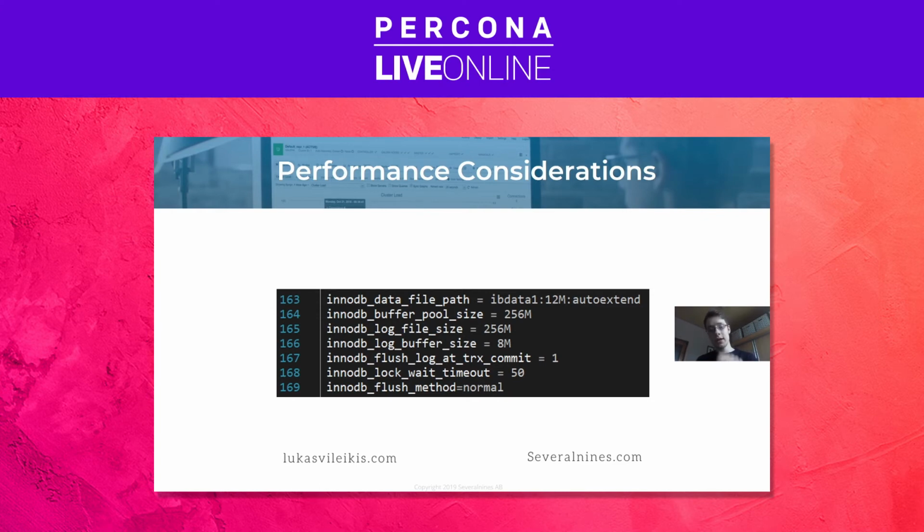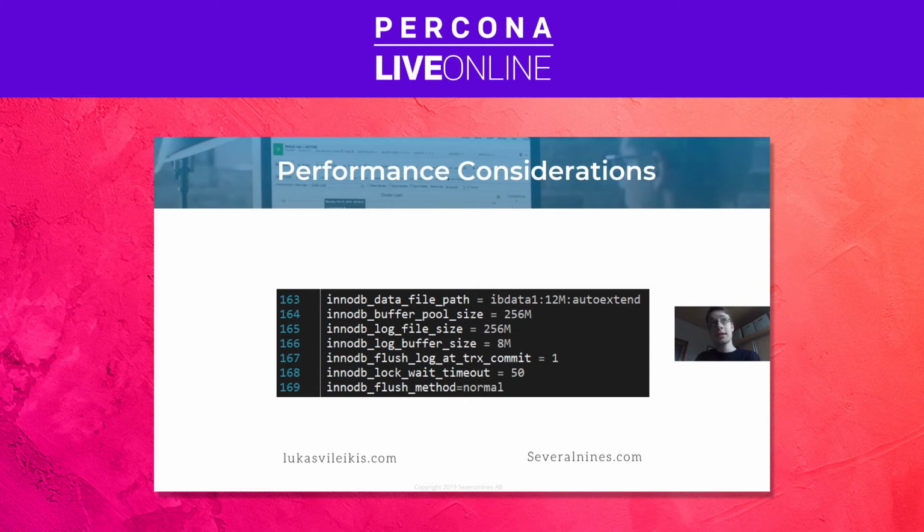Now you also have the InnoDB log buffer size, which is used to write the log files on disk, which is pretty important as well. And what's very important as well is the innodb_flush_log_at_trx_commit parameter. This parameter basically has three values. It has 0, it has a value of 1, and it also has a value of 2.